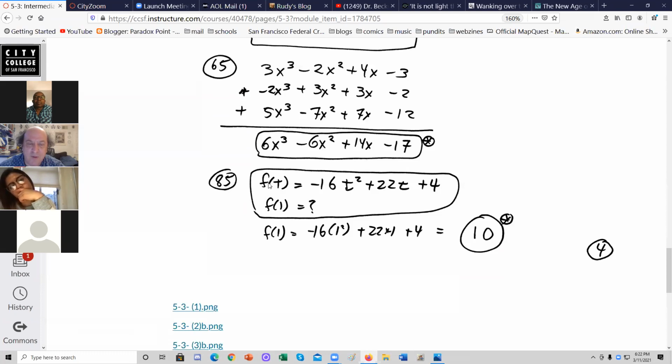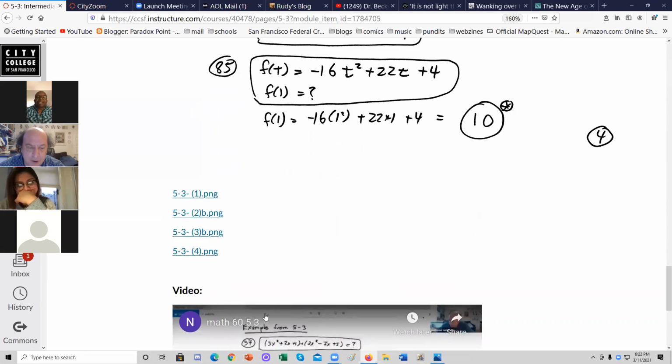Now here we have f of t is negative 6t squared plus 22t plus 4. So what's f at 1? Well, plug in a 1 here and here. Negative 6 times 1 squared plus 22 times 1 plus 4. This comes out to negative 6 plus 22 plus 4, and after a little bit of churning, it's 20. All right, let's see where we're at.